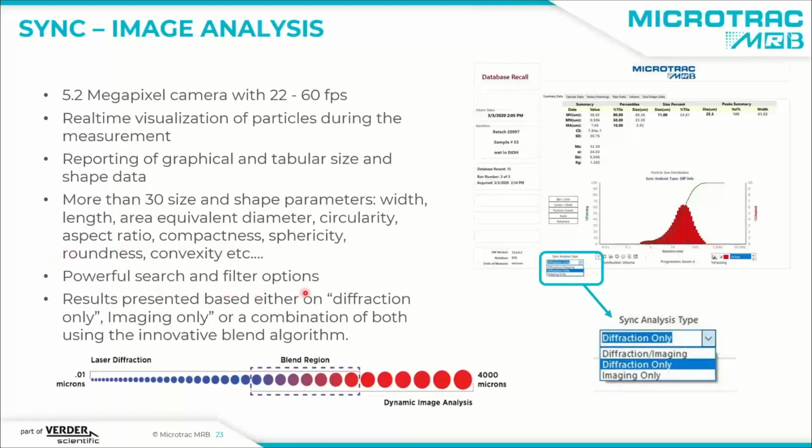You have search and filter options, so you can search for particles that have a special property, so certain size or certain shape, or a combination of size and shape. And the size result can be expressed either on diffraction only, imaging only, or a combination of both, where you can use the image data that is more accurate for large particles, and you can blend this into the diffraction results to get a more accurate overall size distribution.